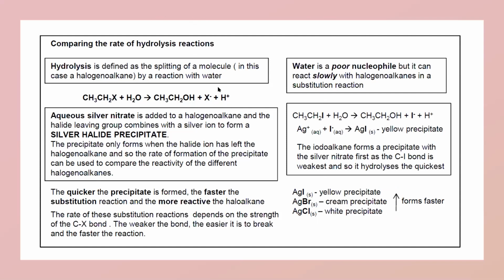So when we break down the molecule with the help of water, we call that hydrolysis. So when we carry out hydrolysis in alkaline medium, it results in the formation of an alcohol and the halide ion, which can be precipitated by adding silver nitrate or lead nitrate.